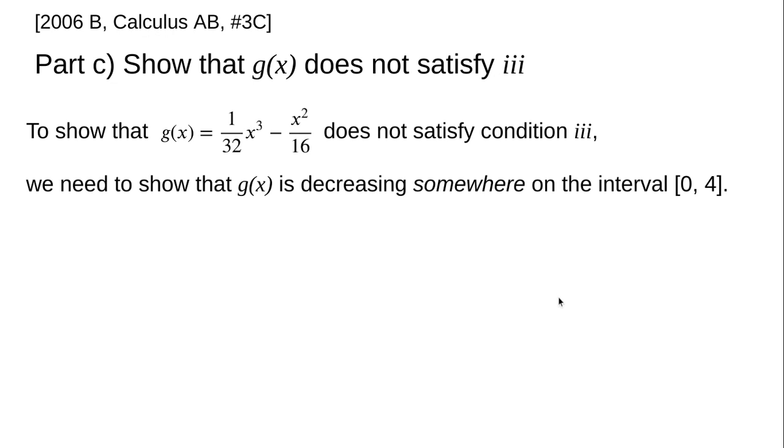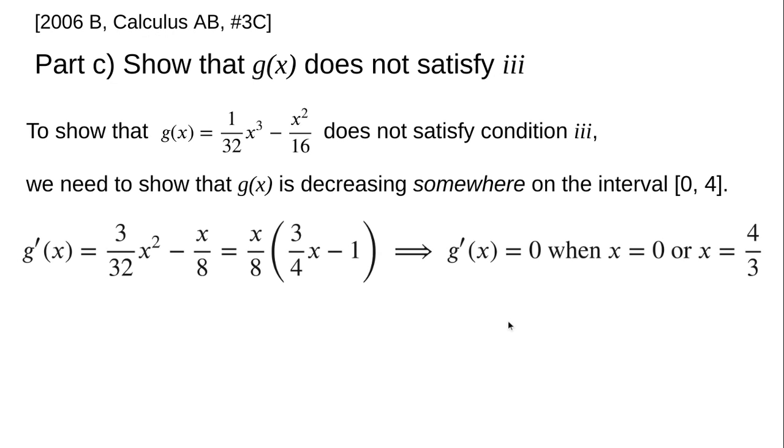To do this, we need to show that g of x is decreasing somewhere on the interval from 0 to 4. Condition 3 here requires that the path of the skateboard ramp is increasing on the entire interval. So if g of x is decreasing anywhere in this interval, it cannot satisfy condition 3. So we find g prime of x.